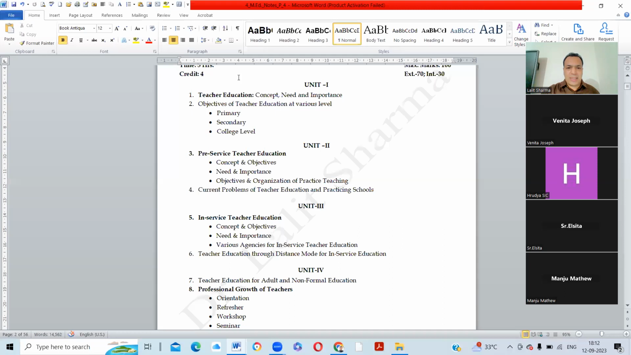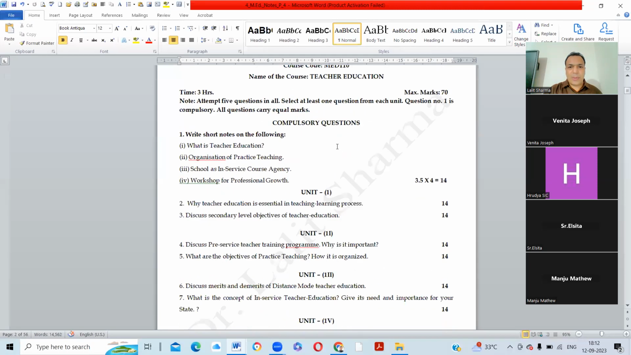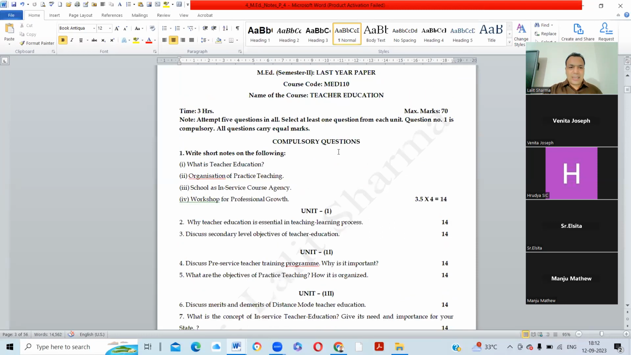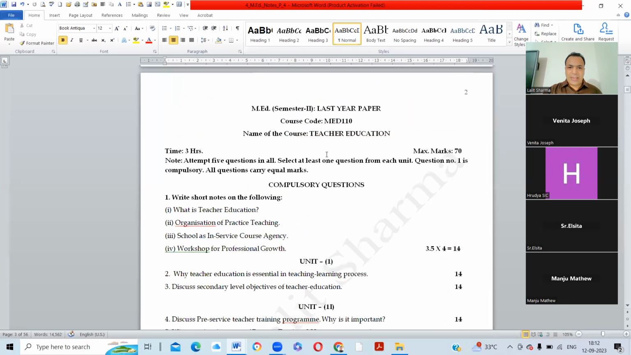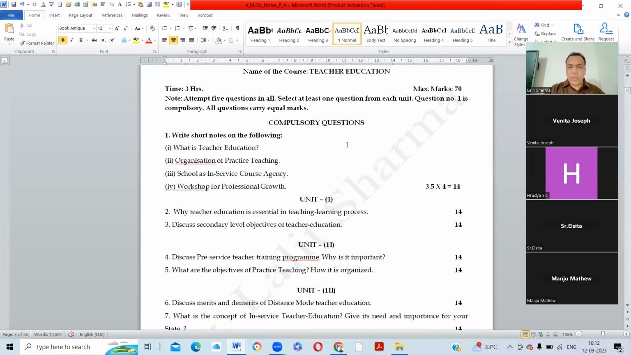Now we see the last year paper. This is your syllabus. Now see the last year paper. In it, first is a compulsory question: four questions of 3.5 marks each. First is, what is teacher education? Second, organization of practice teaching. Third, school as an in-service course agency. Fourth, workshop for professional growth.